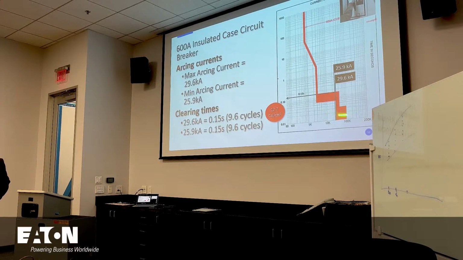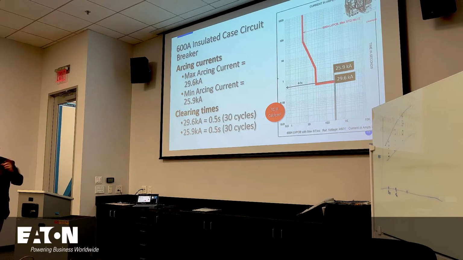And then I have the instantaneous pickup, which I can move around, typically for selective coordination, motor inrush, transformer inrush, etc. Same scenario, I'm at 12.7 calories per centimeter squared. Oh man. All right, 30 cycles. This is a power circuit breaker. 30 cycles, I'm at 31.8 calories per centimeter squared. And all I did was change the power circuit breaker. That's a different standard than 489.